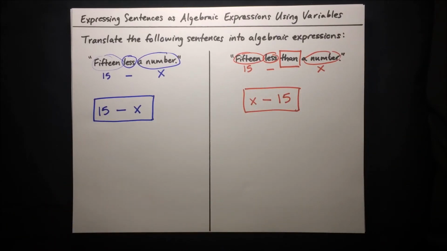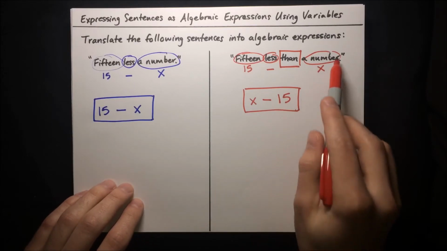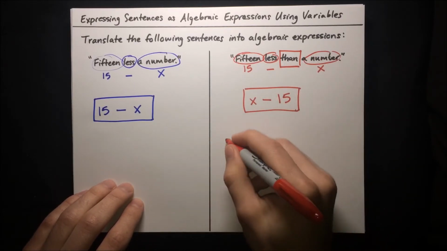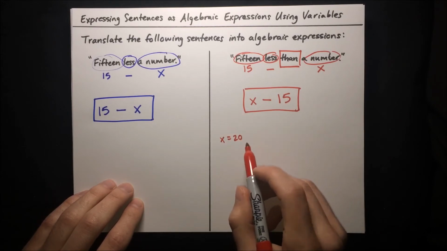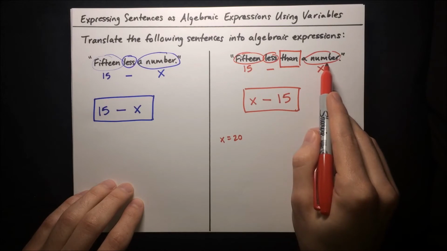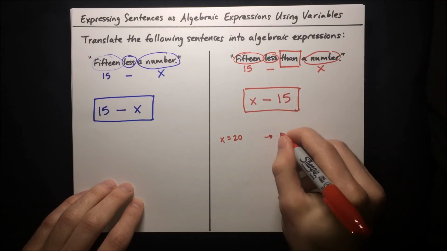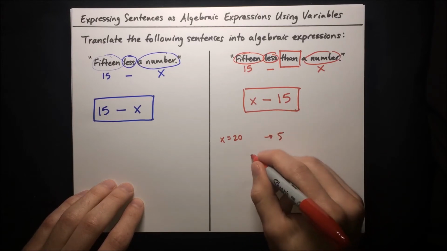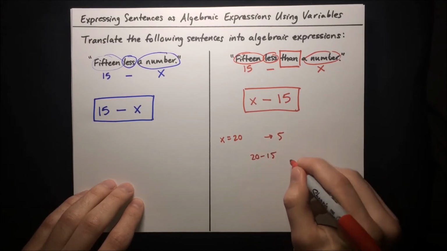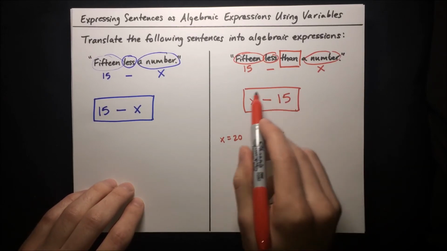Now that might seem a little strange, but it's necessary for our expression to mean the same thing as our sentence. For example, if x is 20, then our sentence becomes 15 less than 20, and 15 less than 20, well, we know that's 5. And our expression becomes 20 minus 15, which is also 5. So yeah, it checks out. That's the right way to do it.